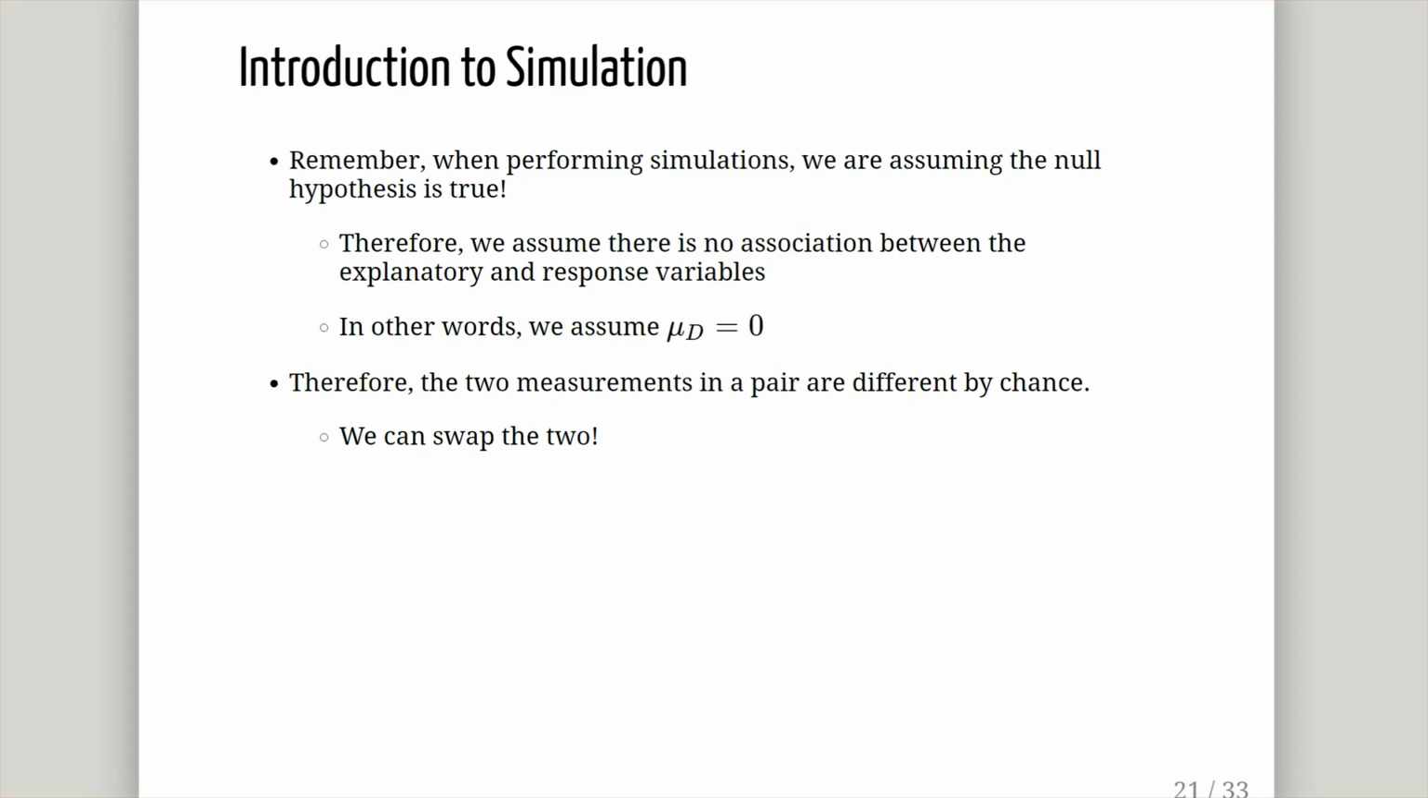Remember, when we're performing samples, we are assuming the null hypothesis is true. Therefore, we assume that the explanatory variable is not associated with the response variable. In other words, we assume that the long-run mean difference is 0. If we assume the long-run mean difference is 0, there's no association. That means we think the two groups are the same.